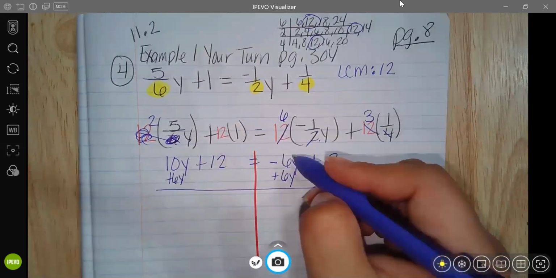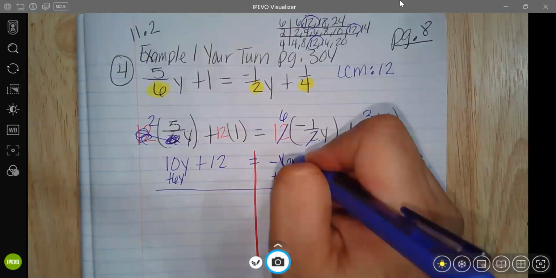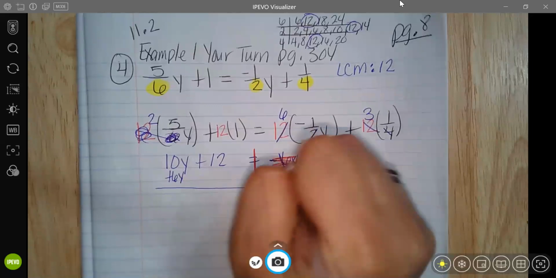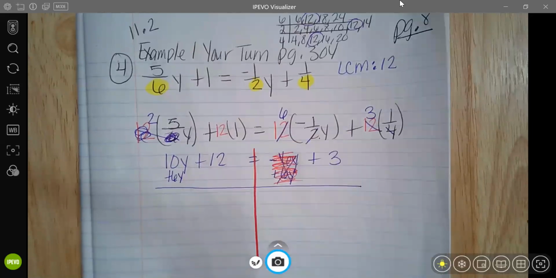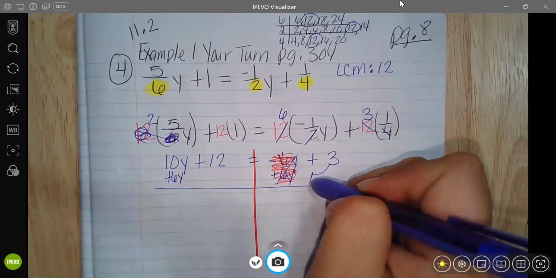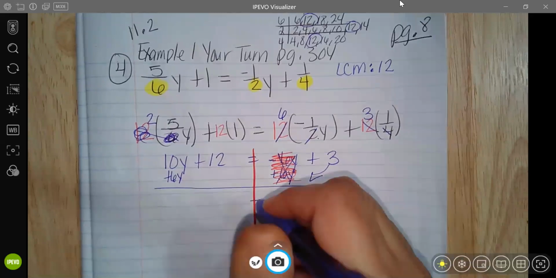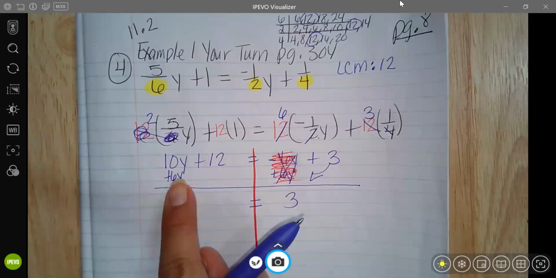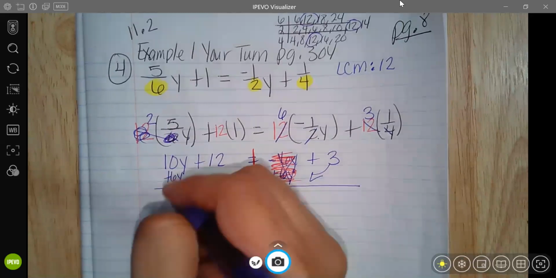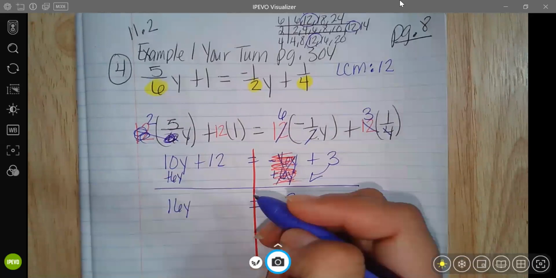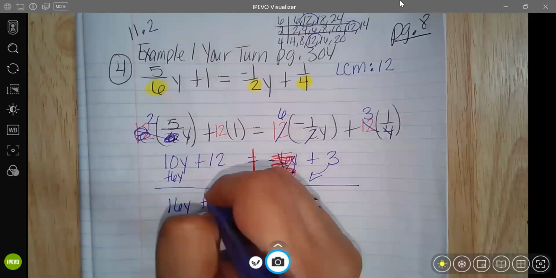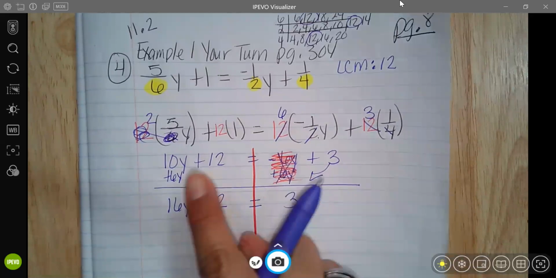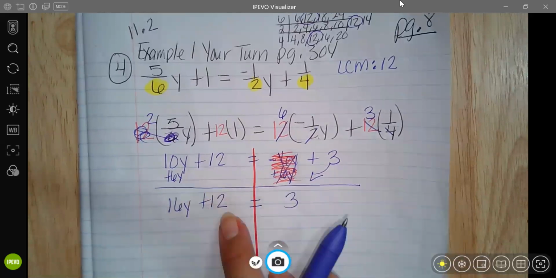Okay, negative 6 plus 6, that cancels. Let me get rid of that altogether. And then I'm going to drop down what was here, which is 3. Okay, 10y plus 6y, that should give us a total of 16y plus 12. So I went from right to left. Now I need to move something from the left to the right.